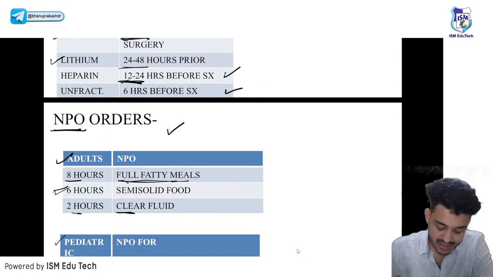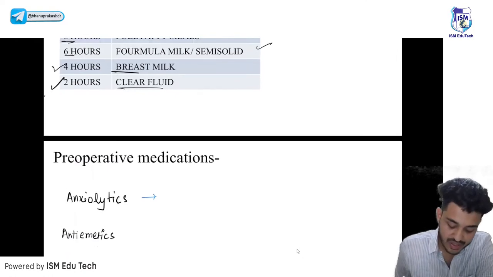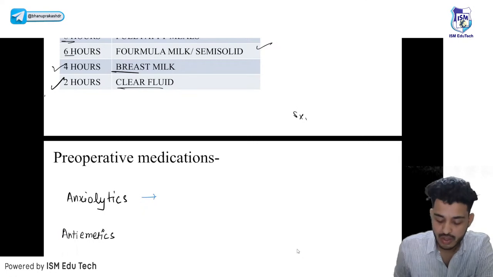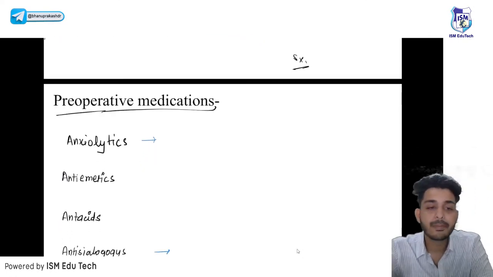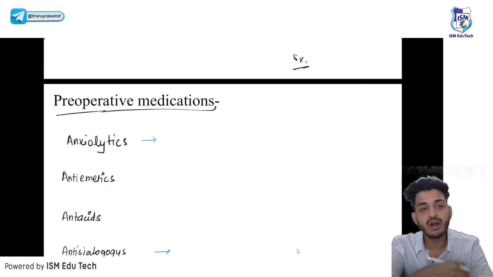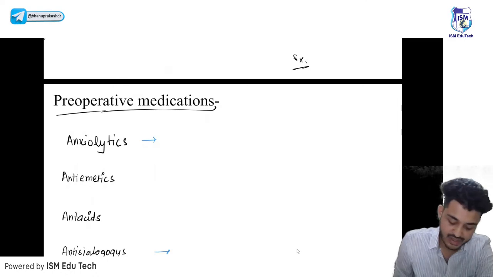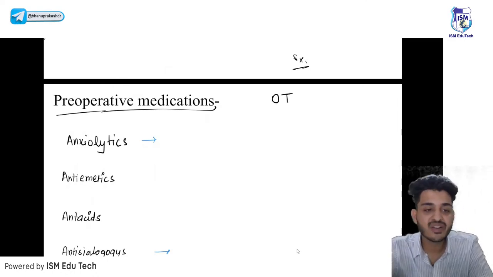Okay, next day, next time, whenever the patient will come to you, the patient will come for surgery. In surgery, the patient will be requiring some pre-operative medications. Yani abhi tumhara patient kya hoga, wo tumhare paas mein OT mein hoga. Patient is coming to OT. Okay, now what will happen? He will be requiring some drugs.